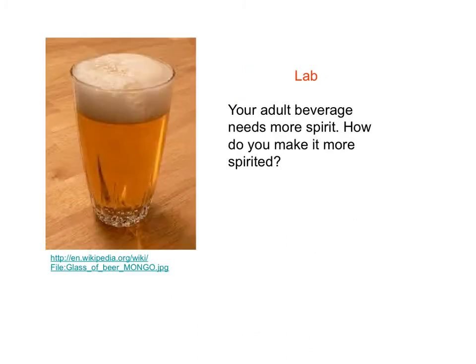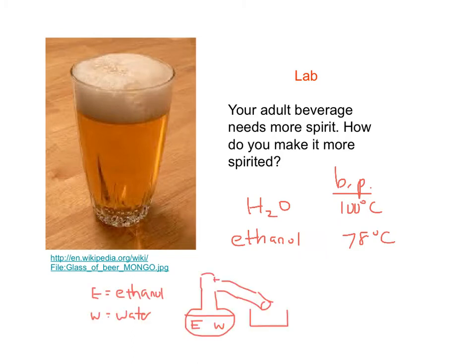You're celebrating the end of a long week, but you find your adult beverage needs more spirit. Stop the video and determine, how do you make your beverage more spirited? You could use distillation as your separation method with a difference in boiling point to accomplish that separation. So heat up your ethanol-water mixture to the boiling point of ethanol, leaving the water behind.